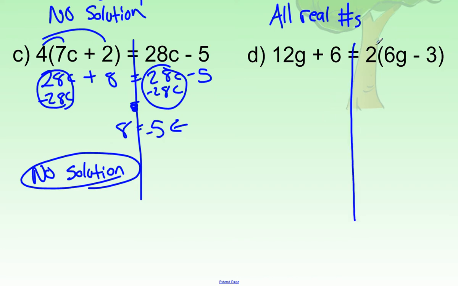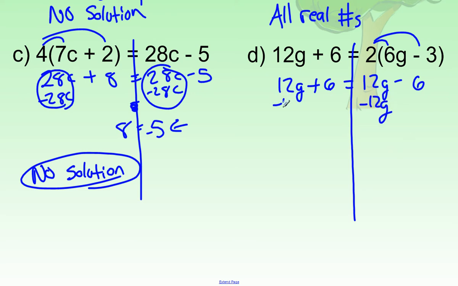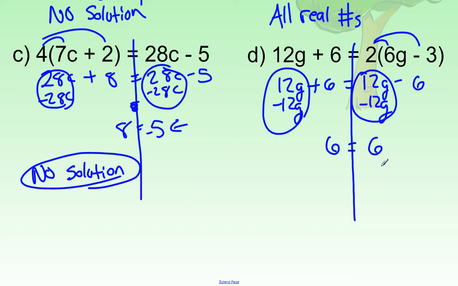Okay, letter D. Distribute: 12g minus 6, 12g plus 6. We subtract 12g on both sides. We have cancels here, 6 equals 6. Now, I have purposely made a mistake. I want you to see if you can find the mistake, because this is a mistake I see quite often in class. And students would do exactly what I did and go, okay, oh, this guy's all real numbers. Why isn't it?